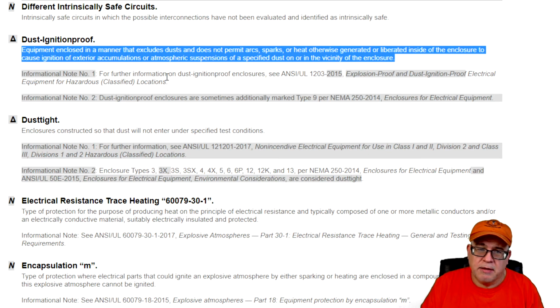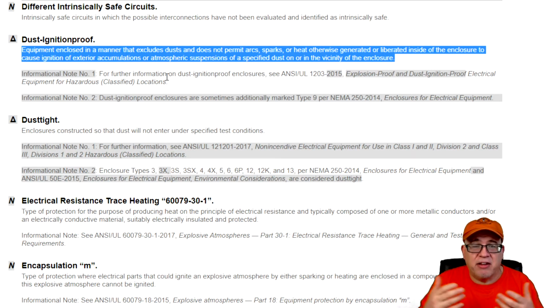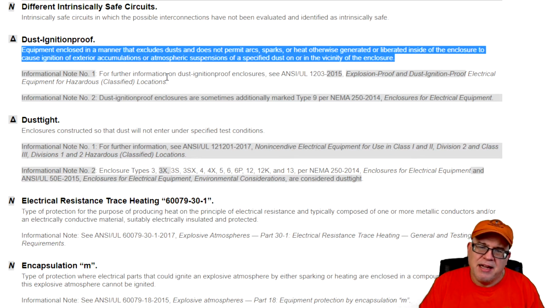Okay, so all of that, or of exterior accumulations of atmospheric suspension, means enough dust that accumulates that could cause a hazardous condition. So I'm looking for dust ignition proof equipment or enclosures that I might put the equipment in, that is going to limit the accumulation of dust that is easily ignitable or that meets that 500 microns or smaller threshold for combustible dust.